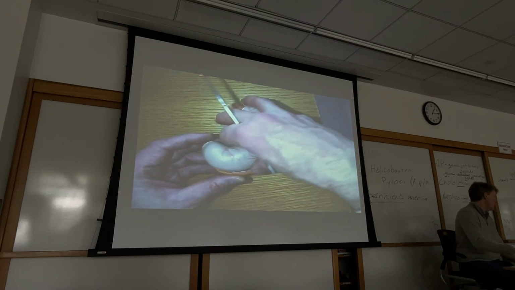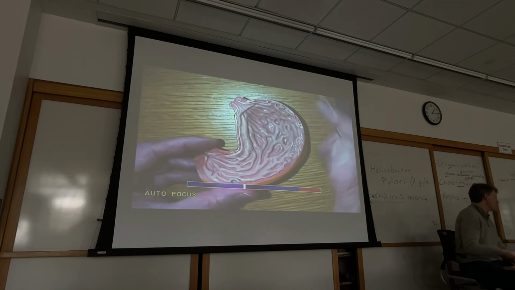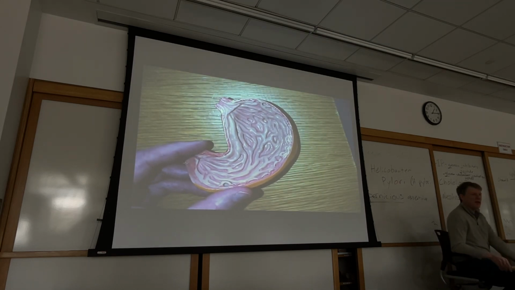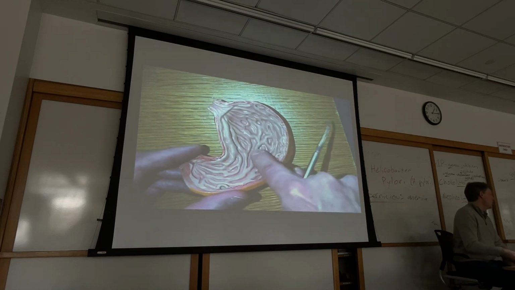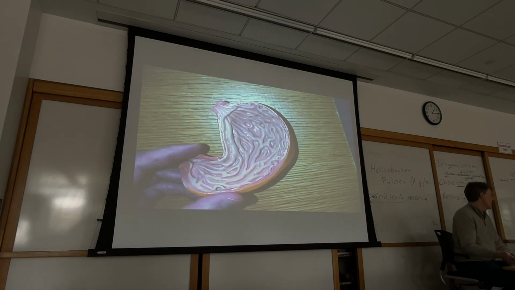Now, if you pull the stomach apart and you look inside, you're going to see all these folds. Those are the rugae. Make sure you know how to spell rugae. Don't spell it reggae. Okay? Those are the rugae. Those are going to disappear when the stomach fills up with food, right?